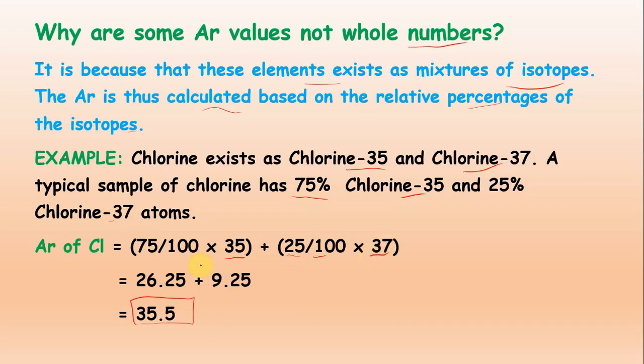So now when we add, we will get 26.25 plus 9.25. When we add, we will get 35.5. That is the reason that some atoms have the relative atomic mass in decimal form, because they are found as isotopes.